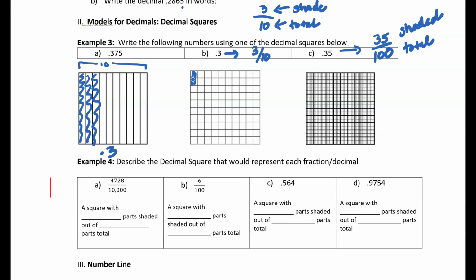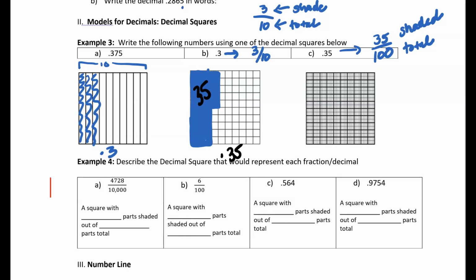So I'm just going to shade, every row is 10. So we've got 10, 20, 30. It's not the neatest shading job, but you get the idea. And then 5. 1, 2, 3, 4, 5. So all together, I'll get a different color. So here we have 35 and then 35 out of 100. So this one's going to be 0.35.